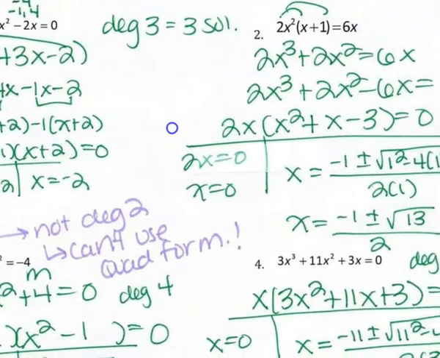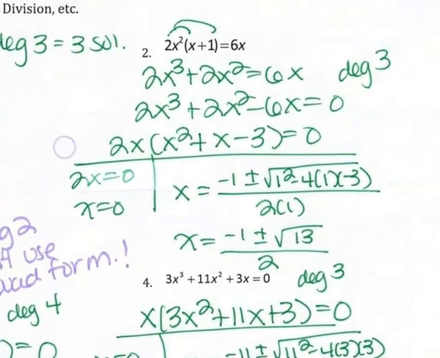Coming on over to our second example though, I distributed the 2x squared, and then I put it into standard form. Now keep in mind, this is a degree 3 polynomial. Yes, it's a degree 3 polynomial. So therefore, I should end up with 3 total solutions. So I factored out a GCF of 2x. That left me with x squared plus x minus 3. Now from there, if I try to think of factors of -3 that sum to +1, those don't exist.